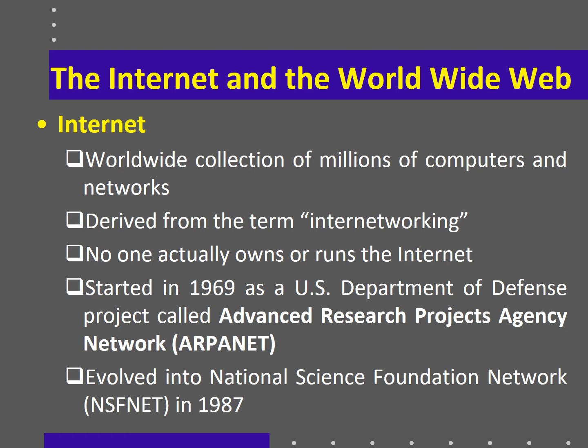Now let's see how the internet and the World Wide Web are interconnected. The internet is a worldwide collection of millions of computers and networks. The word internet has been derived from the term internetworking, and the internet is not owned by anybody in the world, which means that nobody is the owner of the internet. It was started in 1969 as a US Department of Defense project called the Advanced Research Projects Agency Network, or shortly known as ARPANET. Later on, it evolved into the National Science Foundation network, known as NSFNET, in 1987.